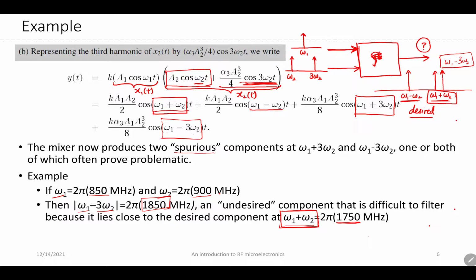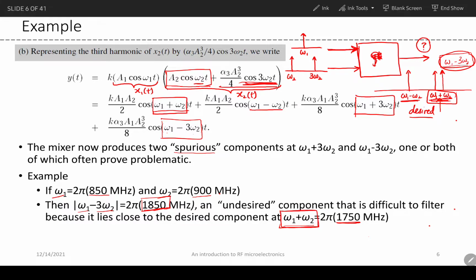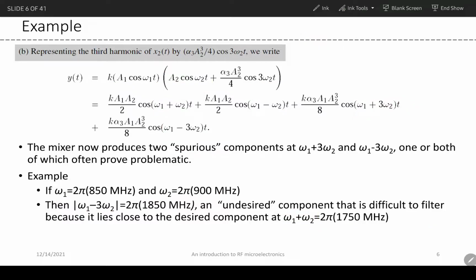And now this component is very difficult to filter out. This omega 1 minus 3 omega 2 is not desired, and it's close to the desired signal of omega 1 plus omega 2. So this is an undesired signal which is now invaded into our system. Now some of you might be confused as to why omega 1 minus 3 omega 2 is closer to omega 1 plus omega 2.